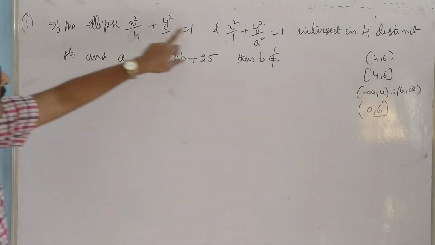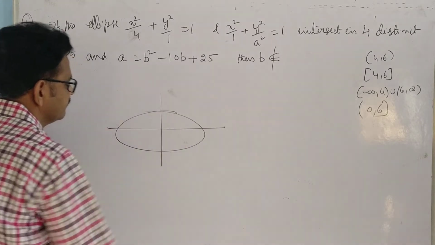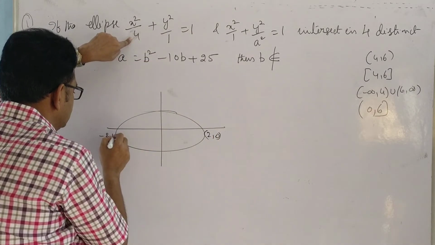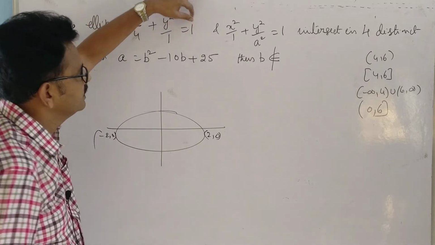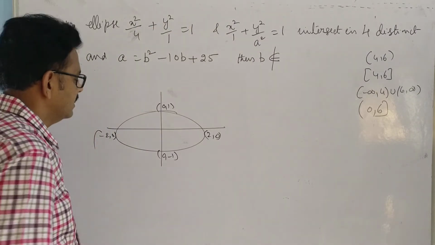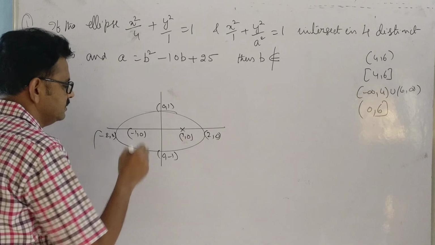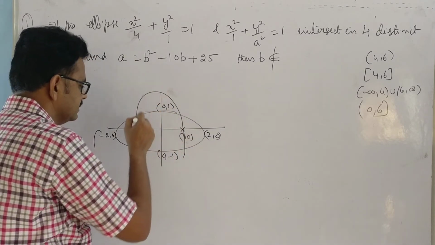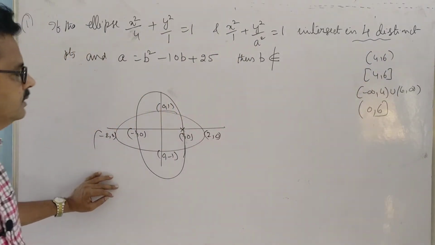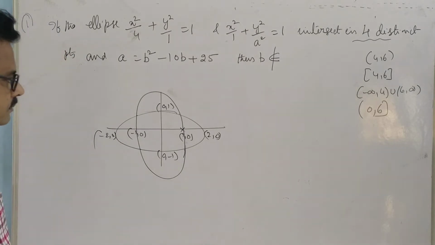The two ellipses, this and this, intersect in 4 distinct points. It is given clearly. The first ellipse cuts the x-axis: if we write y equal to 0, x equal to plus or minus 2, so (2, 0) and (minus 2, 0). If we write x equal to 0, y equal to plus or minus 1, so (0, 1) and (0, minus 1). And for the second ellipse, y equal 0 gives x equal to plus or minus 1, so this is (1, 0) and (minus 1, 0). So the ellipse is like this, because it is given that it cuts in four distinct points. This is 1, 2, 3, 4. Four distinct points the ellipse cuts.